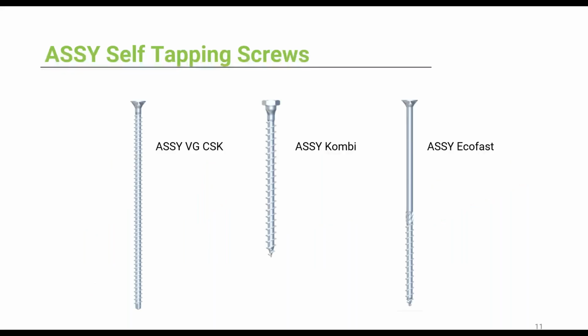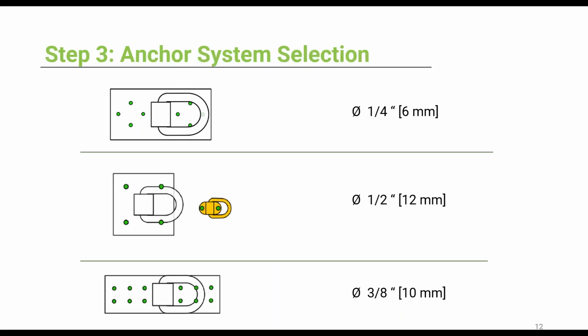As mentioned before, the anchors work with ASSY self-tapping structural wood screws. These are some of the most common screws used in the system: the full thread CSK, the full thread combi, and the EcoFast. The screw diameter sizes are different for each yoke too. The mini yoke that specializes in lifting lighter panels uses the smallest diameter size of 1/4 inch. And the yoke 5 ton and 1 ton use a diameter size of 1/2 inch, and the yoke XL, which can lift heavier panels, uses a diameter size of 3/8 of an inch.